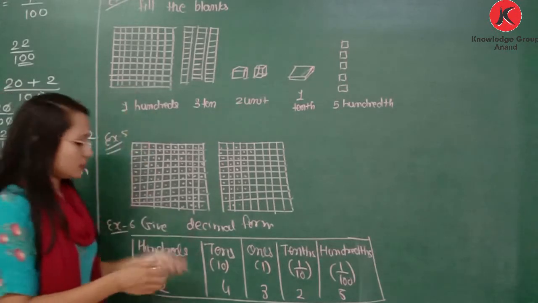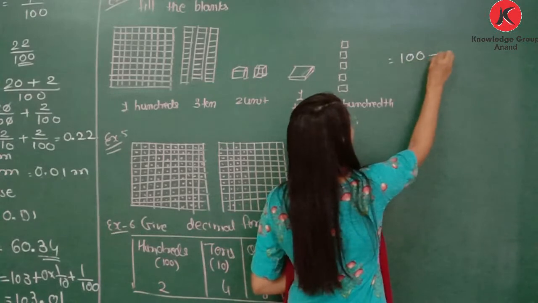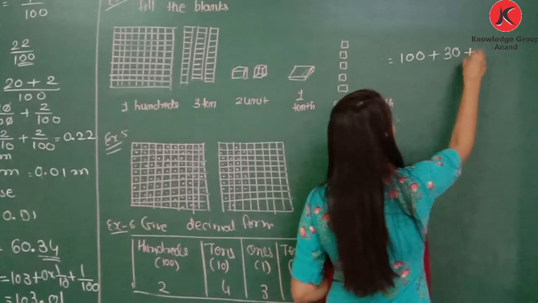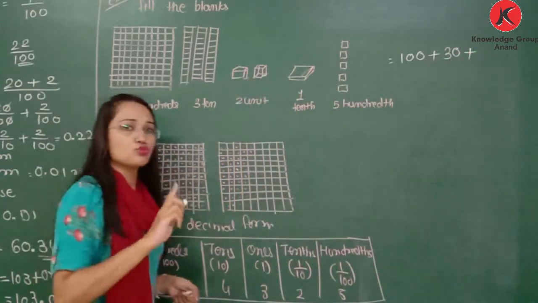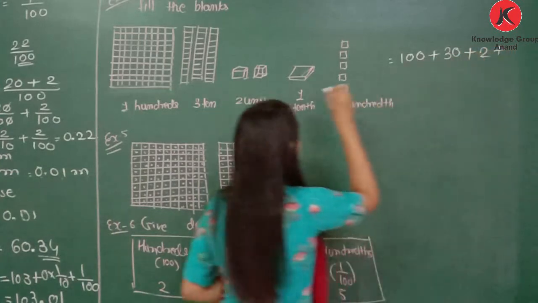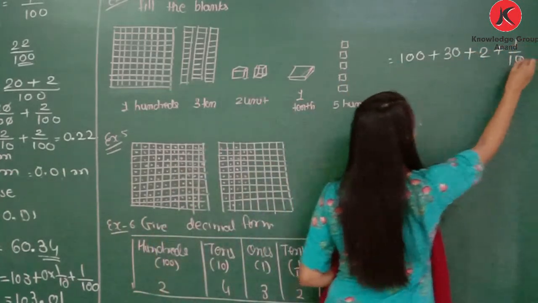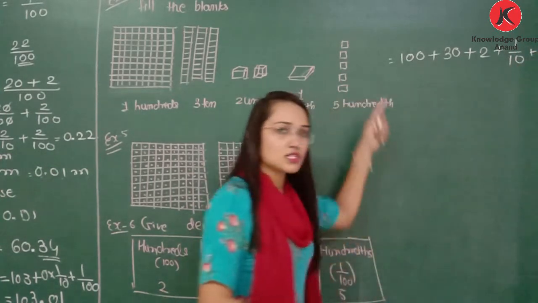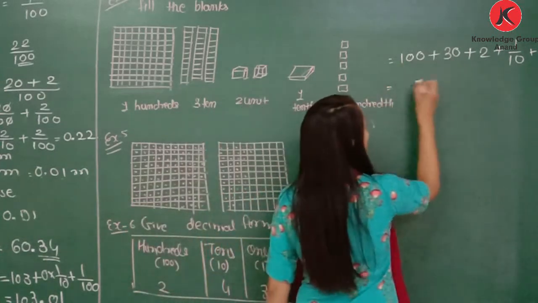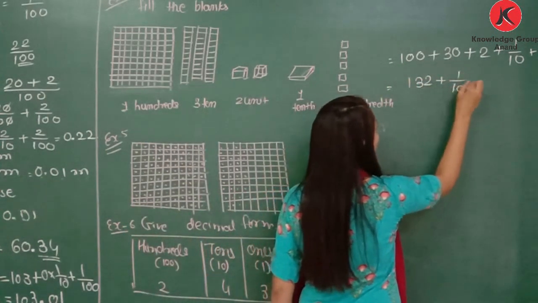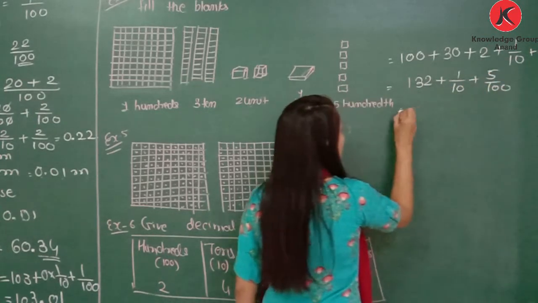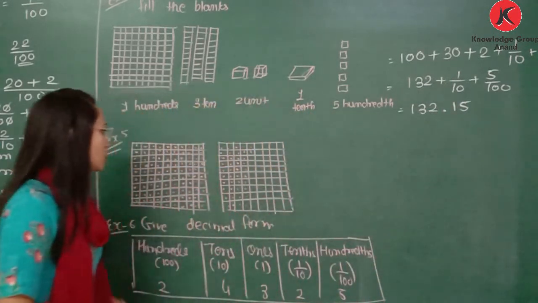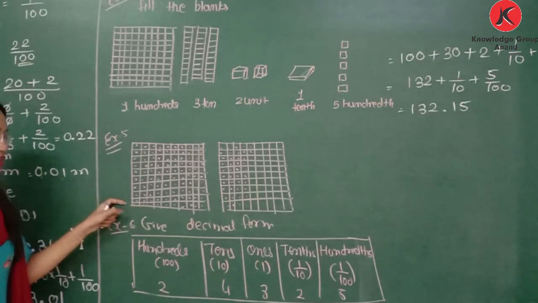So 100, it means we can write it as 100. 3 tens, it means 30. 2 unit means 2 ones, so it is 2. 1 tenth means it is 1 by 10, and 5 hundredths means it is 5 by 100. Now this is the expanded form, so it is 132 plus 1 by 10 plus 5 by 100. So this can be written as 132.15.